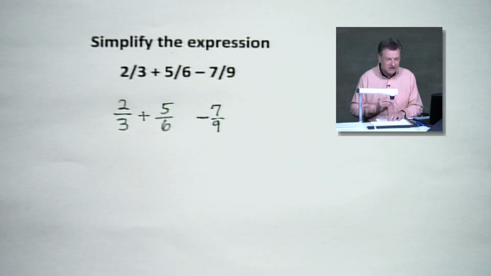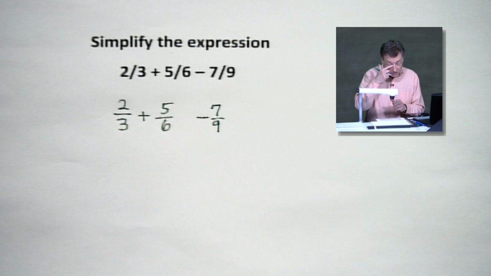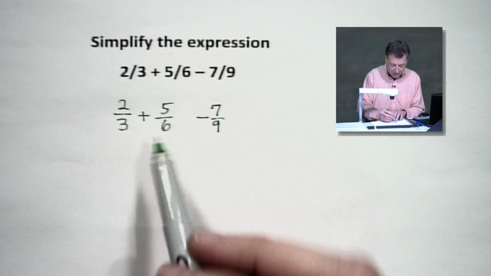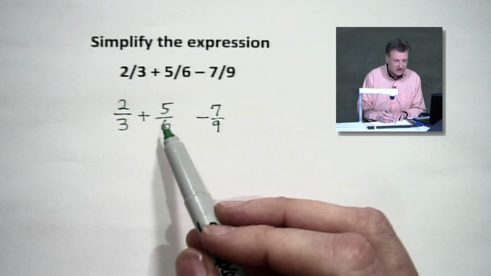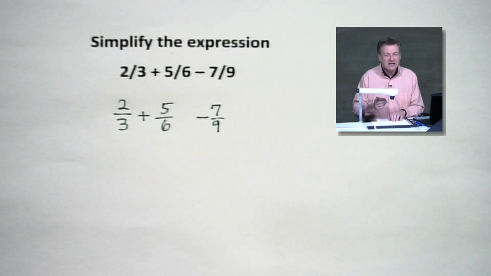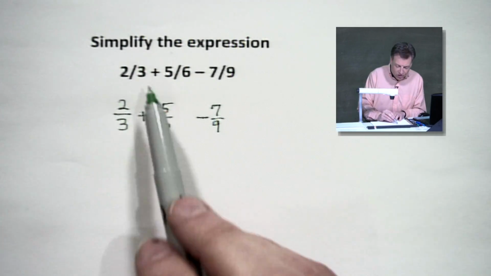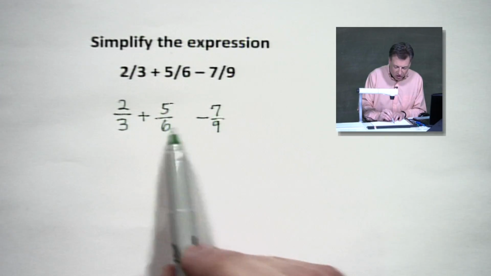Now I'm going to leave a little space in between here so we can get our common denominators, because remember we can't add thirds to sixths and we can't add sixths to ninths unless we get all into a common vein, or a common denominator, all right? A number that 3, 6, and 9 will all go into evenly.